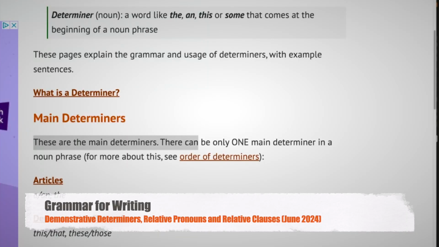These are the main determiners. There can be only one main determiner in a noun phrase. Order of determiners. Let's see what that is.